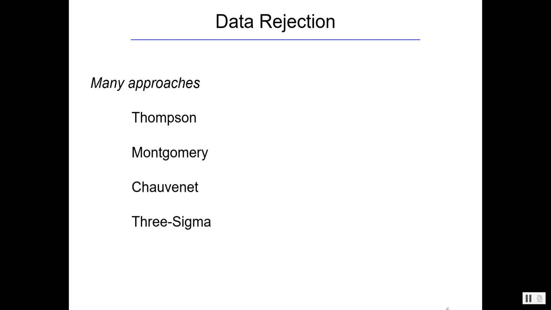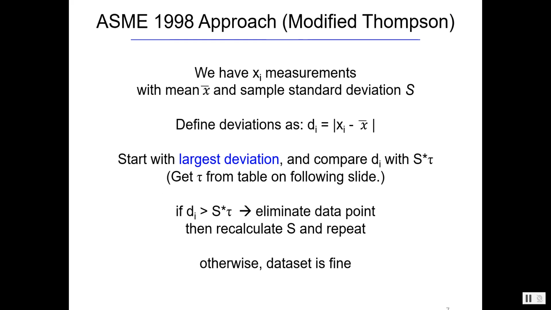There are many different approaches for data rejection. We have 4 listed here. The 2 that we're going to focus on are the Thompson and Montgomery. Just know there are other approaches. The first approach, the Thompson approach, here is by the ASME 1998 standard. This approach is what we would use if we're taking many measurements of the same value. So say it's a certain temperature, we're just measuring that many times.